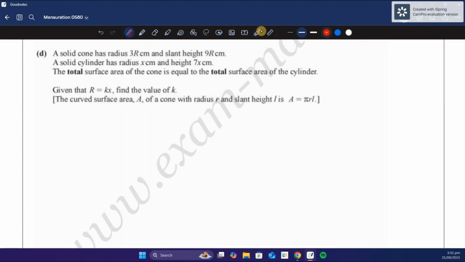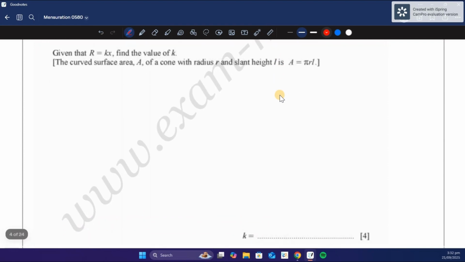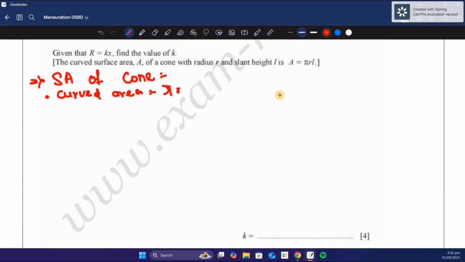Alright? So let's start. So first we need to find the surface area of the cone. So this sort of has two areas. Okay, first is the curved area. Alright, the formula for which would be pi r L, the slant height. Alright, that would give us pi 3r into 9r, resulting in 27 pi r square.